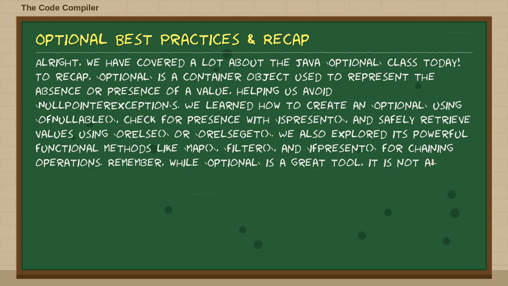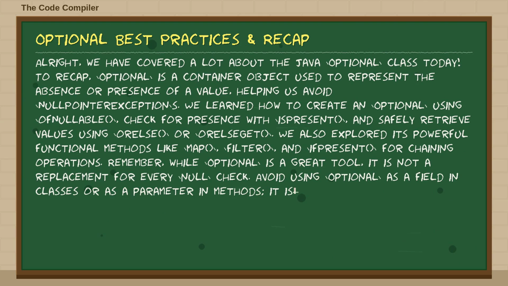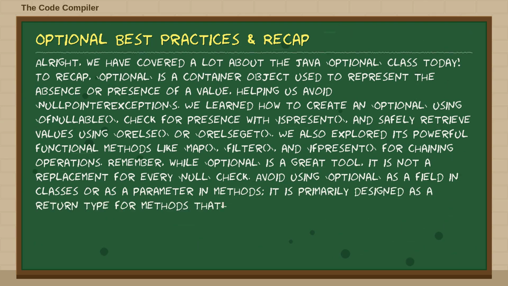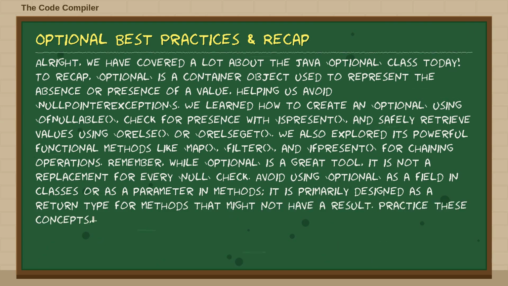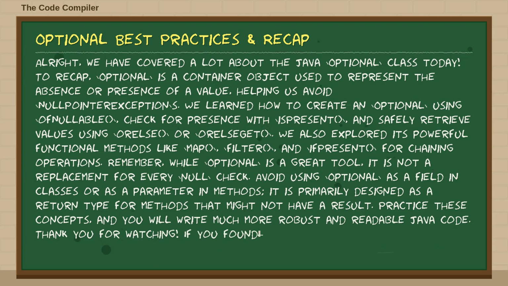Remember, while Optional is a great tool, it is not a replacement for every null check. Avoid using Optional as a field in classes or as a parameter in methods. It is primarily designed as a return type for methods that might not have a result. Practice these concepts, and you will write much more robust and readable Java code.